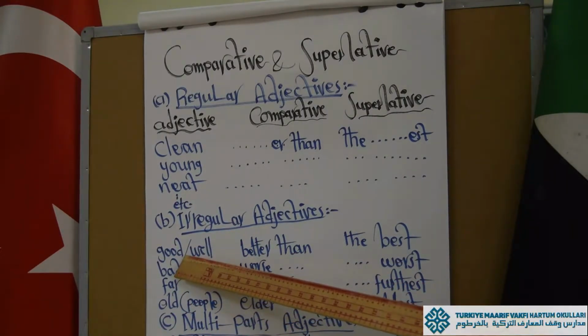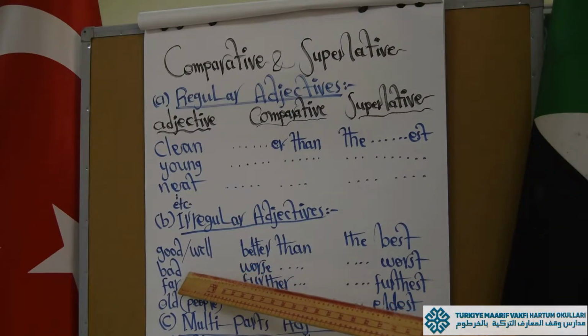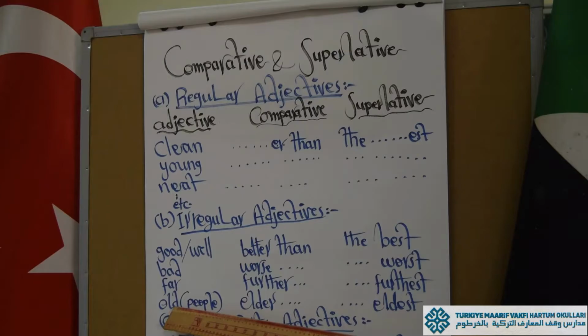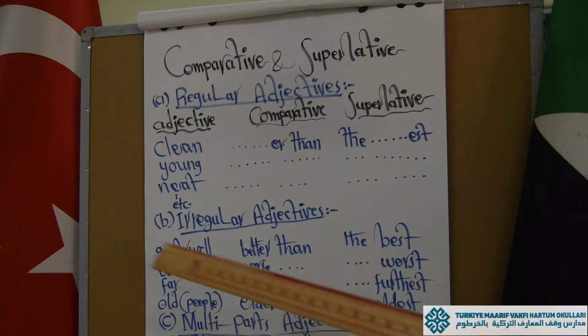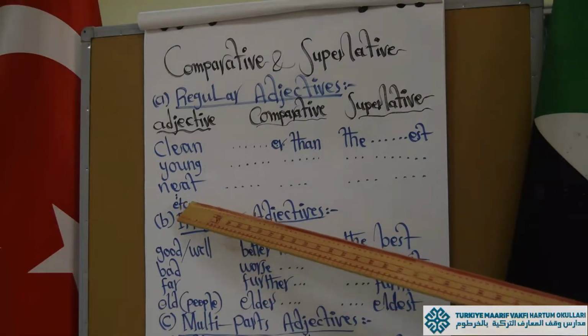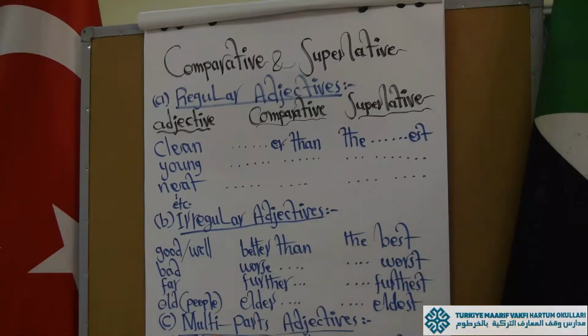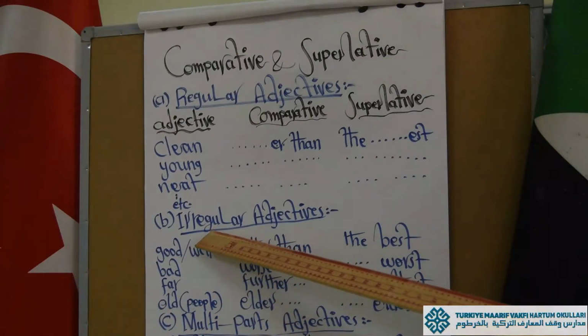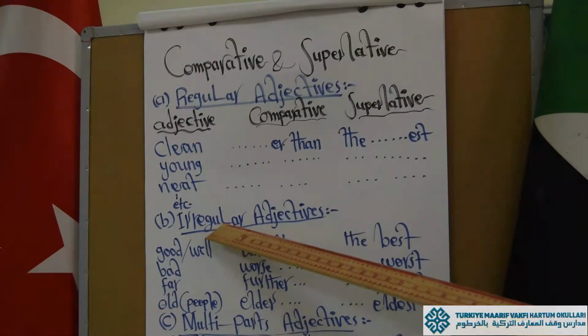We have good or well, bad, far, old, and this old can be only for people. Because the old which is used for things is considered to be regular, we can say old, older than, the oldest. But this one, if old describes people, we consider it as irregular. And these are only five adjectives, and you can add little and many. All of them are seven, they are limited, so as to deal with them well.